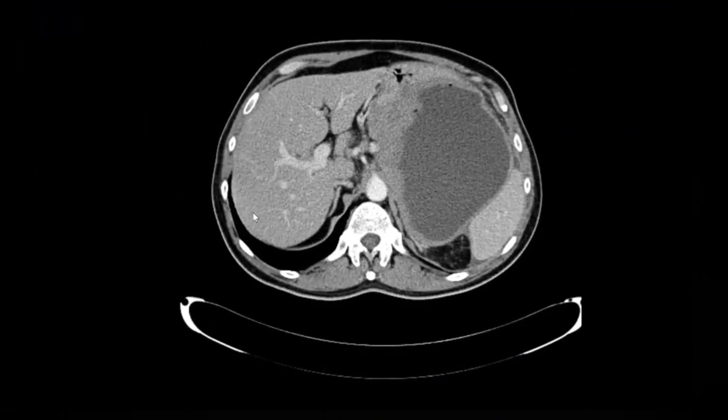Axial section CT scan with contrast taken at the level of the liver. I can see a distended stomach with thickening of its wall. Fluid is seen within the stomach. There is some irregularity noted within the wall of the stomach. It is displacing the spleen posterolaterally.